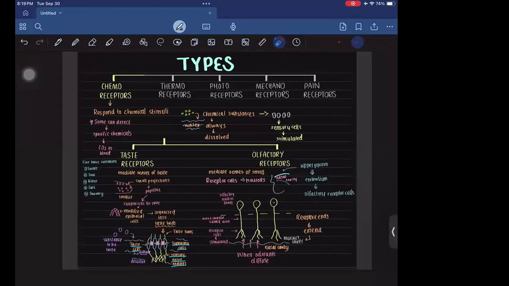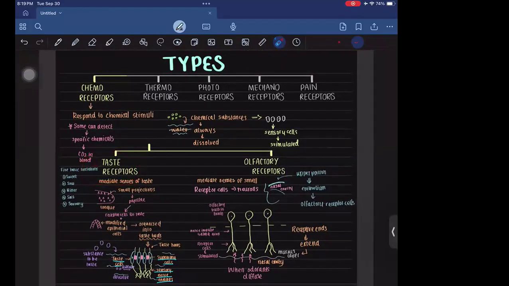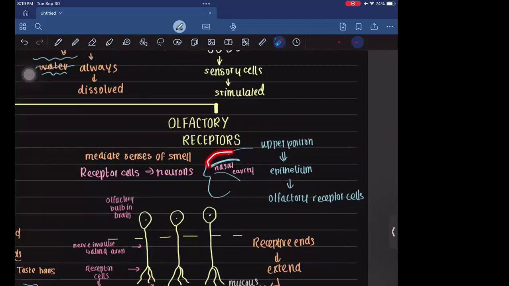Now, like we learned in taste receptors, we should know the exact location. There it was in the tongue. Here, specifically in the nasal cavity, in the upper portion of your nasal cavity, the epithelial layer, the epithelium will be containing the olfactory receptor cells or receptor neurons.